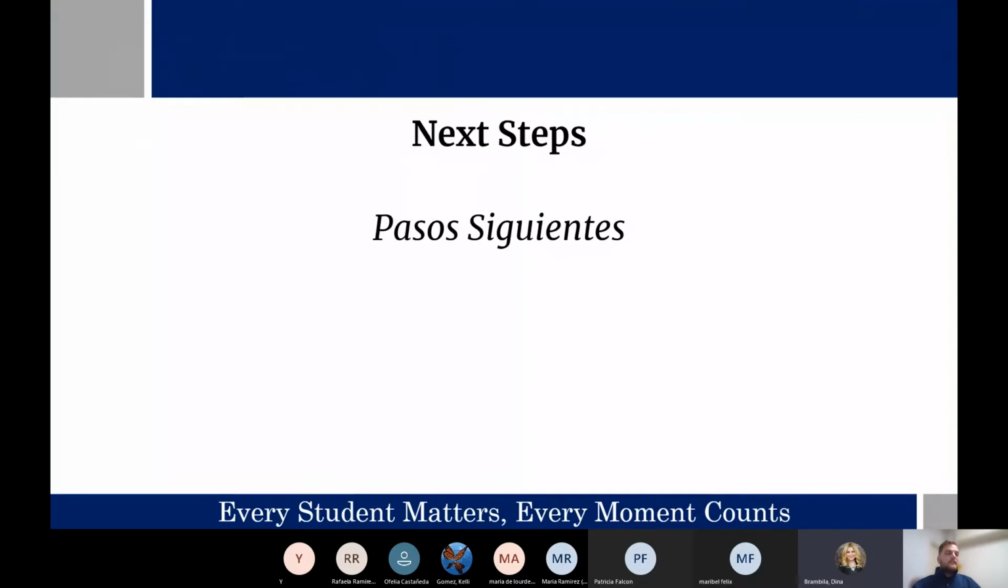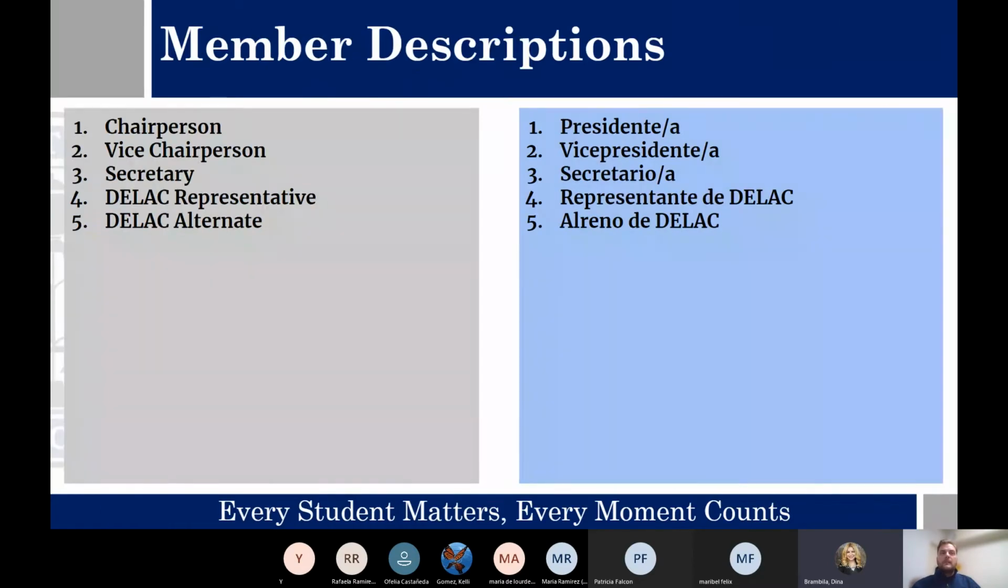All right, so what are our next steps? Son nuestros pasos siguientes. So first there's memberships. And so there is a chair, a vice chair, a secretary, a DLAC representative, and a DLAC alternate that are formal members of the committee.